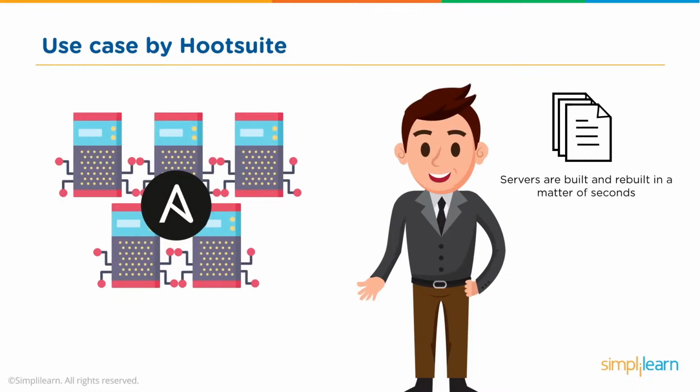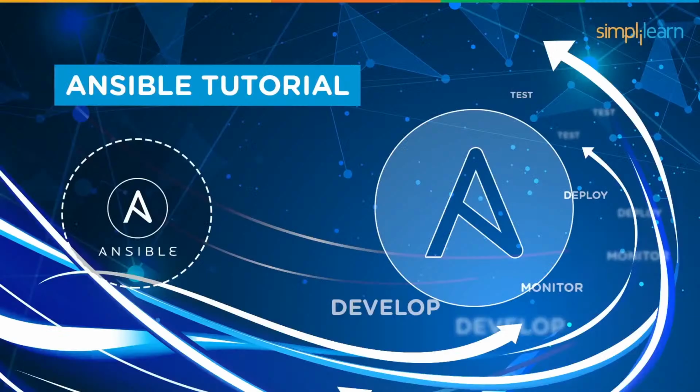The bottom line is Ansible has been able to provide Hootsuite with IT automation, consistent configuration, and free up time from the operations team so that instead of managing servers, they're able to provide additional new value to the company. Ansible is currently the most trending and popular configuration management tool, and it's used mostly under the DevOps approach.